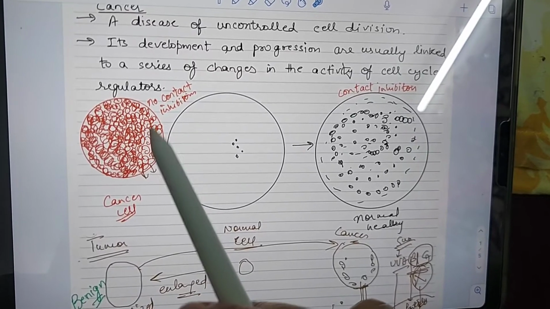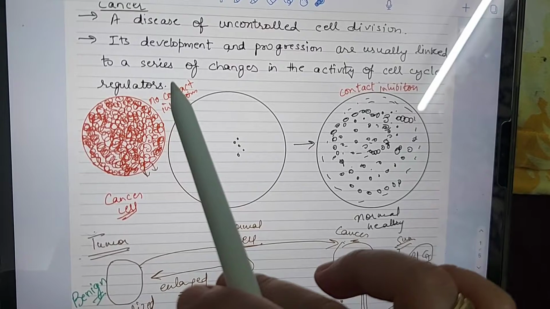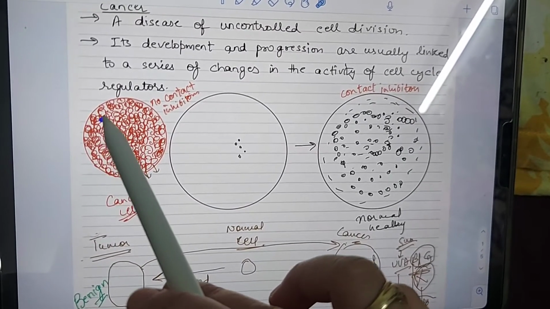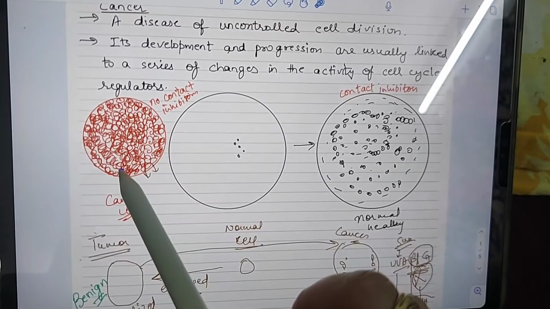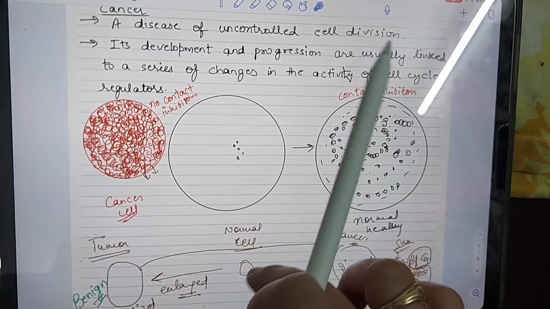In case of cancer cells, you can see they do not have any contact inhibition. So loss of contact inhibition, this is the first property of cancer cells. They keep on growing, keep on growing, irrespective of whether they are touching each other or they are in contact with each other.